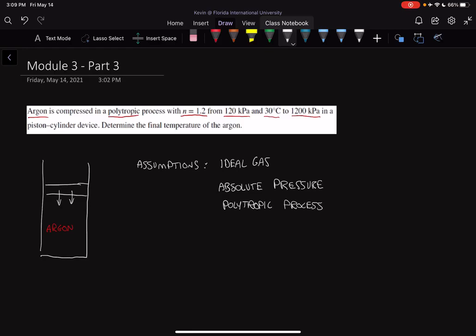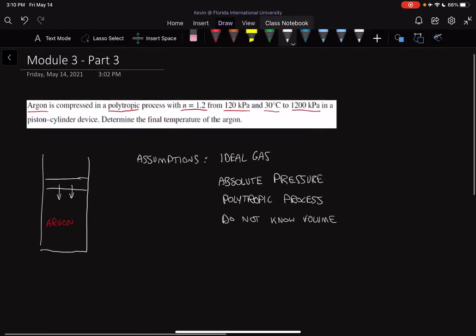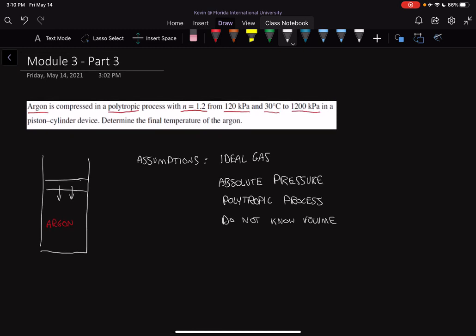And finally, we also do not know the volume. So we're not told the volume. So how do we go about solving this problem? Well, let's write our state 1 and state 2. We know that argon is compressed from a certain state to another. So let's write state 1 and state 2 and the information we're given from the question.